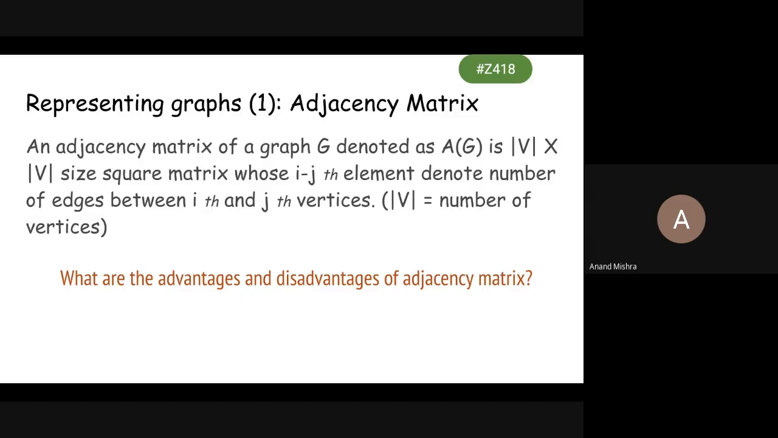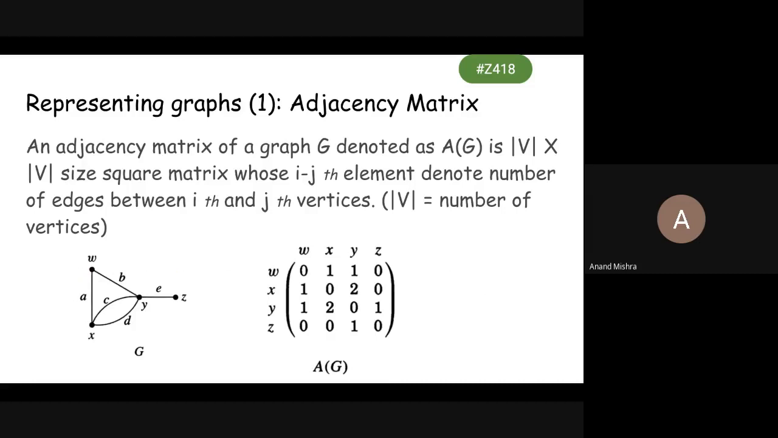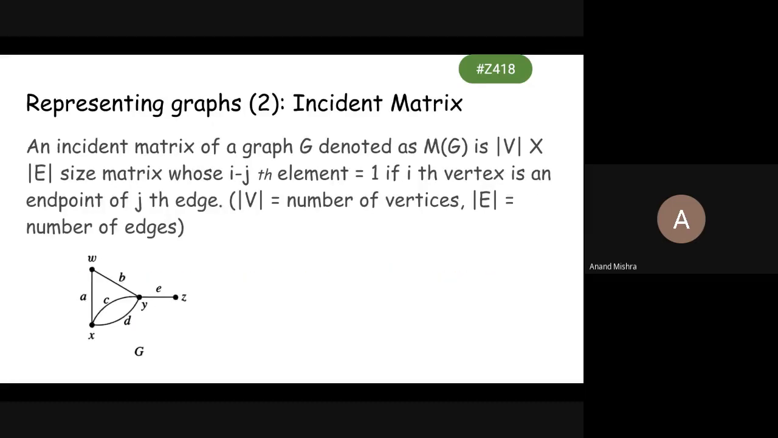Now you can think of what the advantages and disadvantages of the adjacency matrix are. Storage-wise, it is a sparse matrix, but you are taking a lot of space, right? Another way to represent this is the incident matrix, whose size is the number of vertices times the number of edges, right?